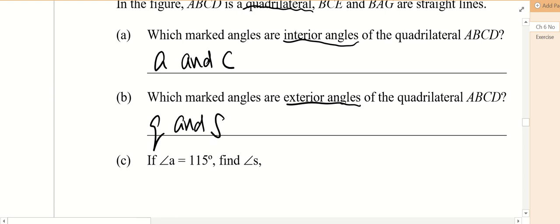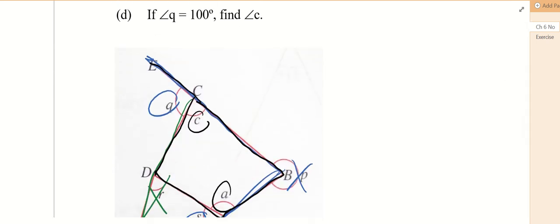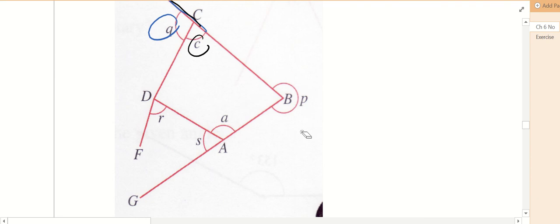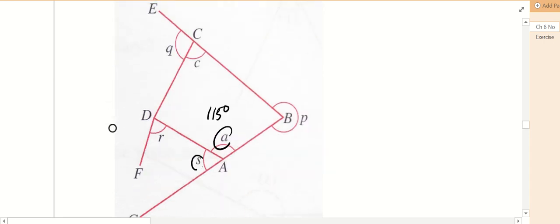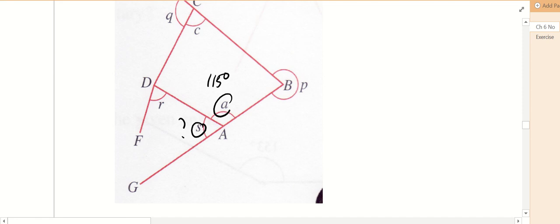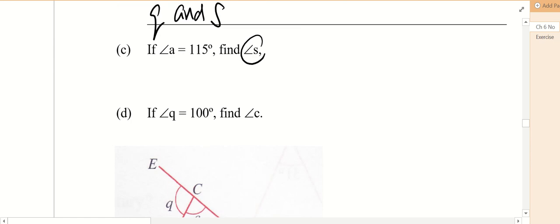All right. Now, next one. If angle A is 115 degrees, where is my angle A? Angle A is over here. If my angle A is 115 degrees, what is angle S, which is this one? Well, it's quite simple. We know that BAG is a straight line, so immediately we can think of supplementary angles. So angle S equals 180 degrees minus angle A.